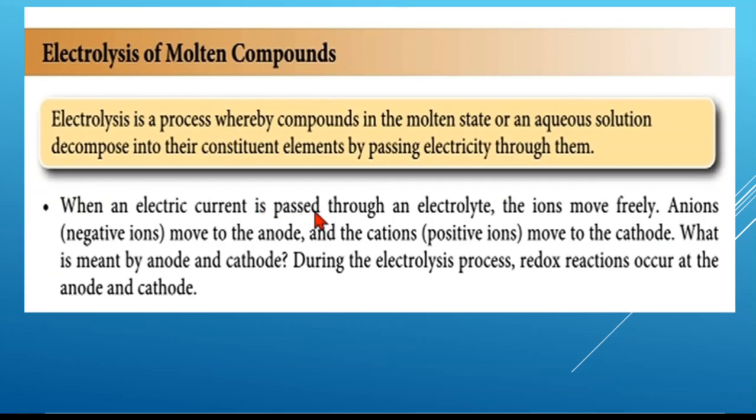When an electric current is passed through an electrolyte, the ions move freely. Anions, yaitu negative ions, move to the anode. And the cations, positive ions, move to the cathode. So, what is anode and cathode? Ini adalah electrode. Electrode positive and negative. Nanti kita check tengok. During the electrolysis process, redox reactions occur at anode and cathode. Redox itu berlaku. Reduction and oxidation berlaku semasa electrolysis.